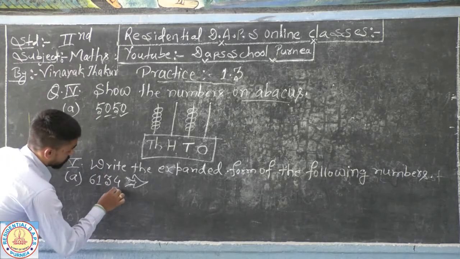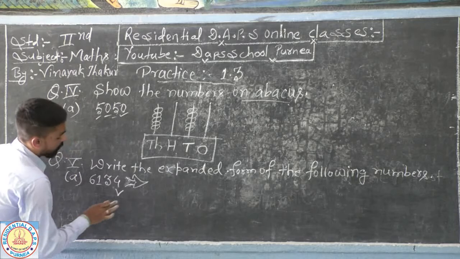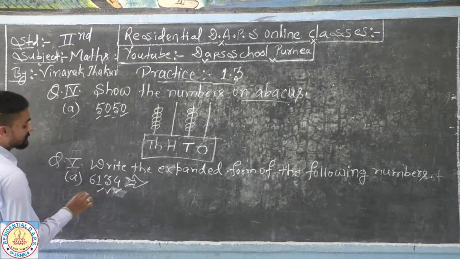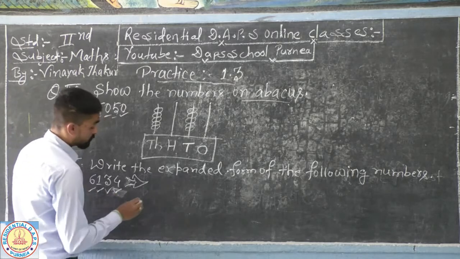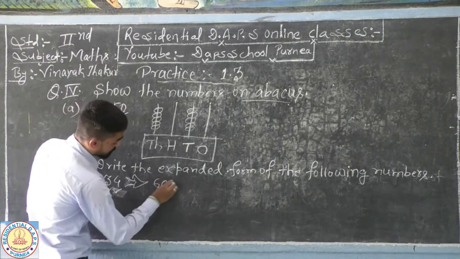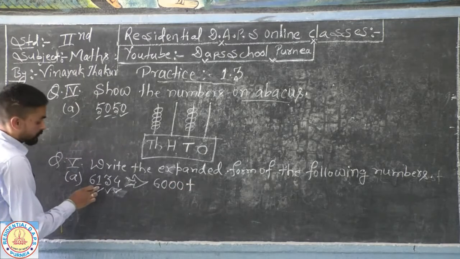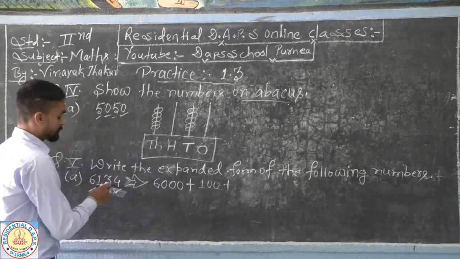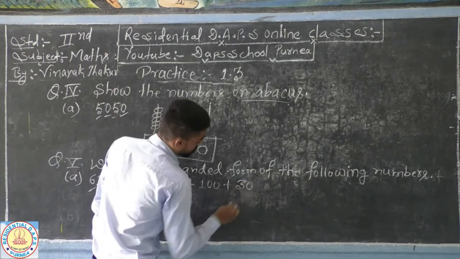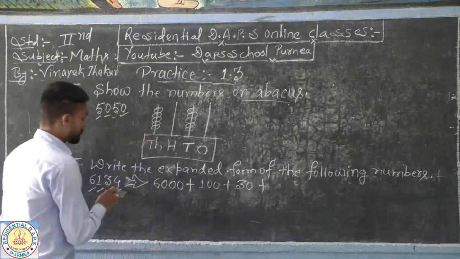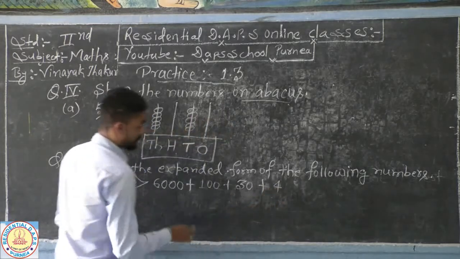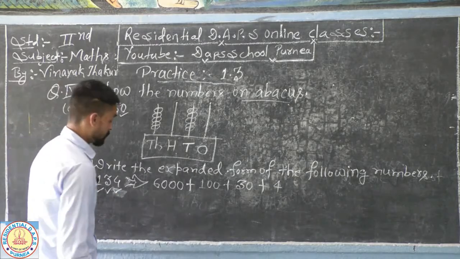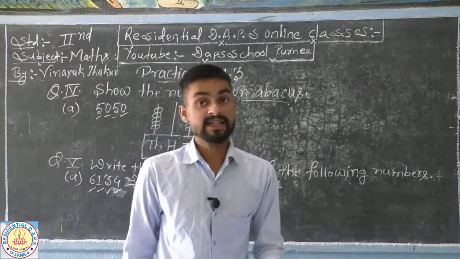Here in your numeral, 4 is at 1's place, 3 is at 10's, 1 is at 100's, and 6 is at 1000's place. So you can write 6000 plus, 1 is at 100's place so you can write 100, 3 is at 10's place so you can write 30, and 4 is at 1's place so you can write 4. This is the expanded form of this numeral, and you have to find the expanded form in three ways.